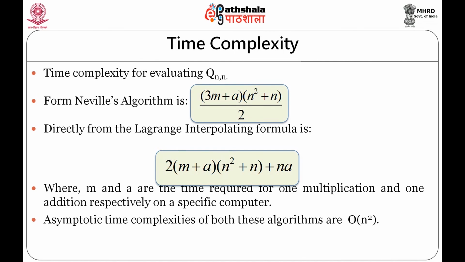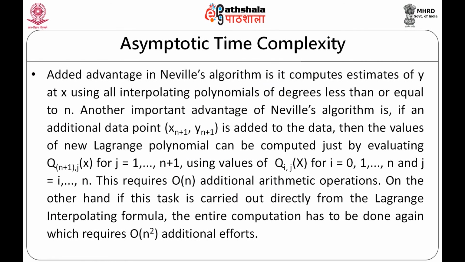What do you mean by asymptotic complexity? The time complexity will depend on the size n, so n square into a constant multiple. So, time will be within a constant multiple of n square, that is what we call asymptotic time complexity. Therefore, for Neville's algorithm the asymptotic time complexity is order n square, and for the Lagrange interpolating formula also the time complexity is of order n square. So, that way we do not get much difference in asymptotic time complexity, but there are many added advantages here.